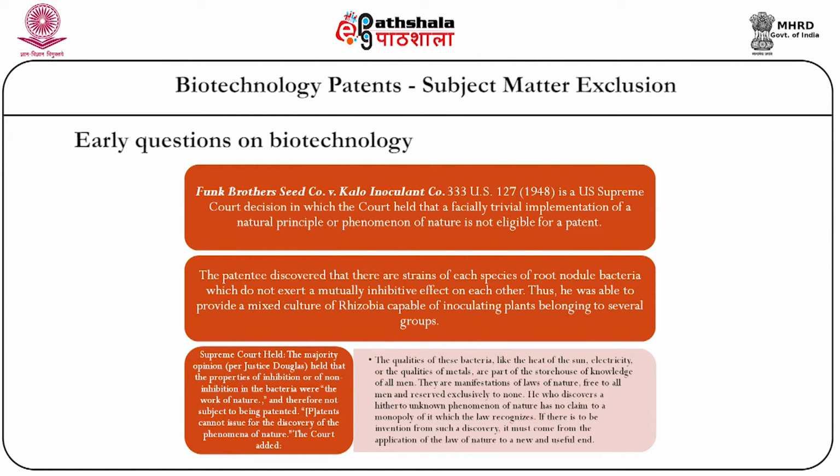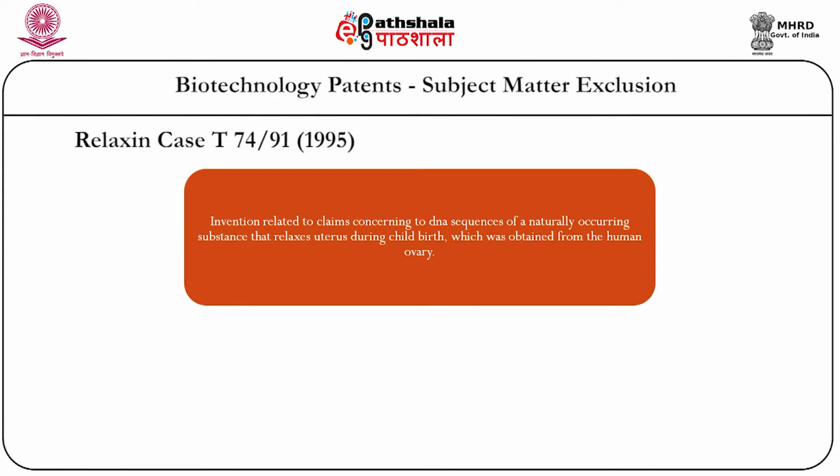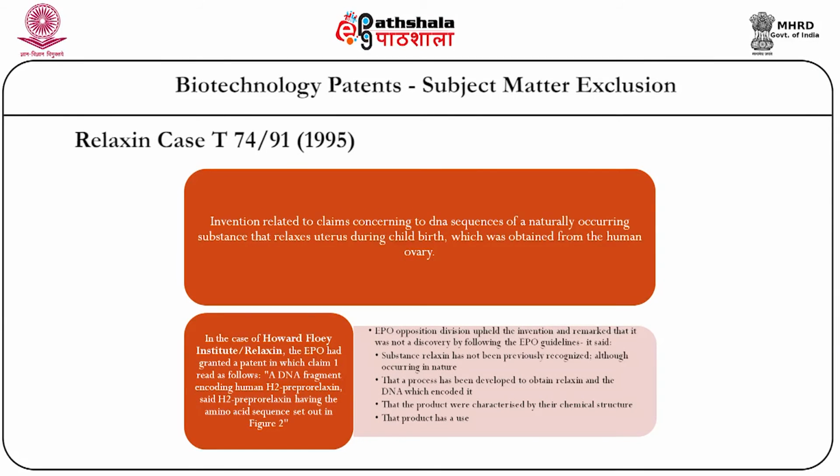In the Relaxin case, around 1995, the invention related to claims concerning DNA sequences of a naturally occurring substance that relaxes the uterus of a pregnant woman during childbirth, which was obtained from the human ovary. In this case, a lot of questions were raised in relation to patentability, in terms of novelty, inventive step, industrial application, and also subject matter exclusions.